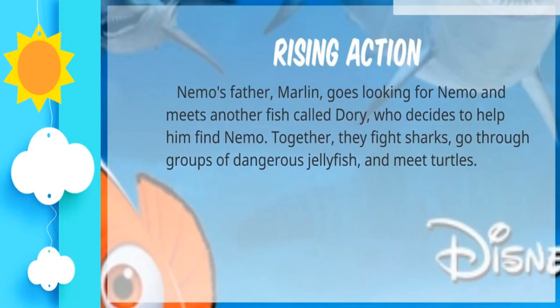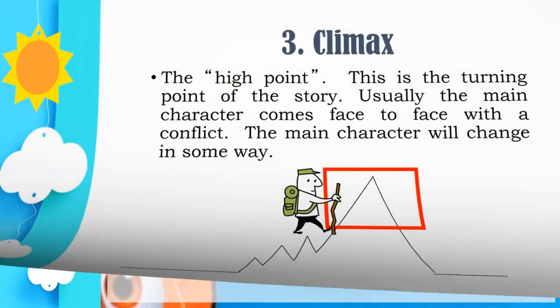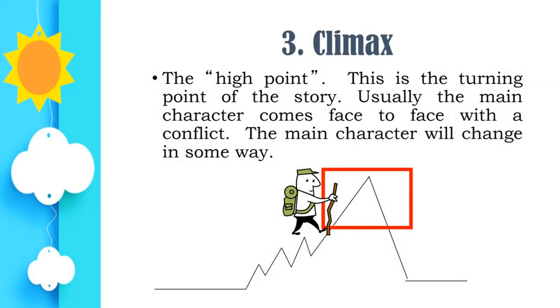Oh, another continuation, I guess. Nemo's father, Marlin, goes looking for Nemo and meets another fish called Dory, who decides to help him find Nemo. Together, they fight sharks, go through groups of dangerous jellyfish, and meet turtles. Sometimes in rising action, we can also introduce other characters, not just in the beginning, not just in the exposition, but also in the rising action, aside from the problem.